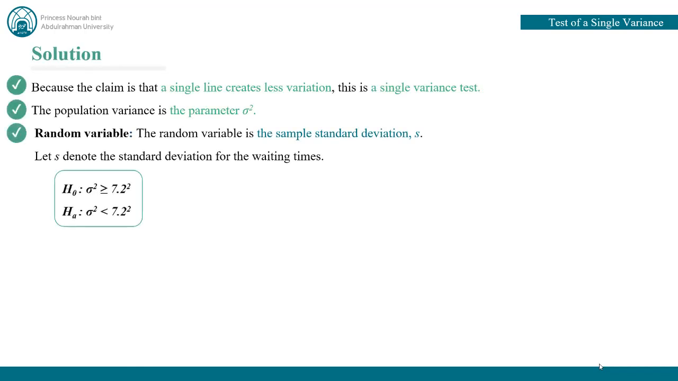Solution. Because the claim is that a single line creates less variation, this is a single variance test.